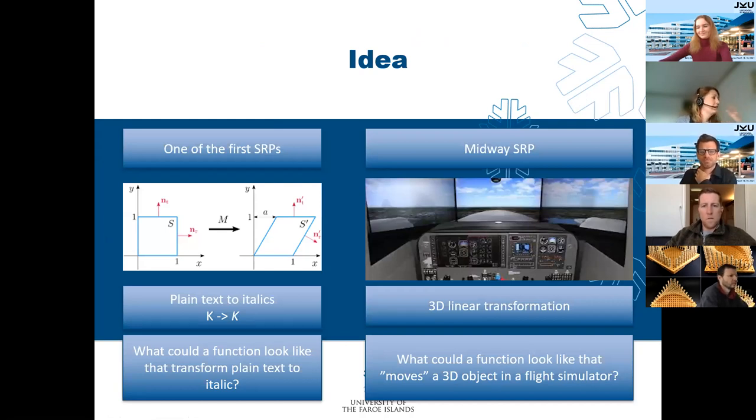Okay, that's good, because this is my idea for some of the questions asked. So one of the first SRPs would be: what could a function look like that transforms plain text to italic? So it moves something that is standing straight up, and then it has a small transformation sideways. This is very mathematically constructed, but this is what I expect them to develop. And sometimes midway you have a 3D linear transformation. So what could a function look like that moves a 3D object in a flight simulator? You know that the closer it moves, the bigger it gets. So that would be the idea.